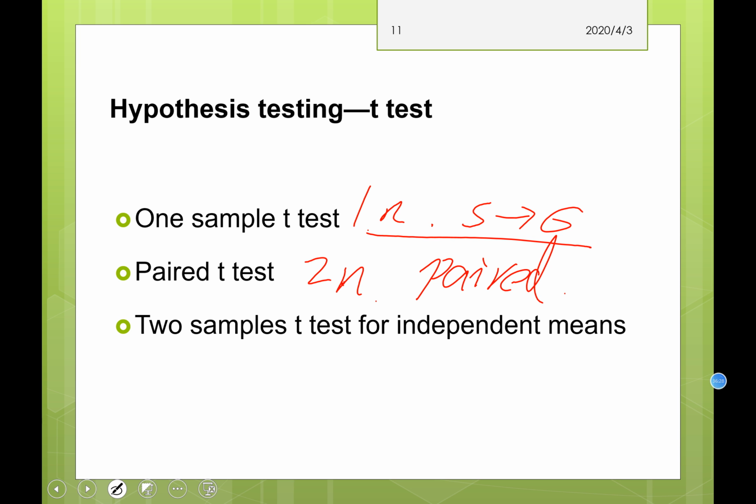The last one for t-test is 2 samples t-test for independent means. So it's similar to paired t-test. We still have 2 sample sizes, but there are no keywords like paired, matched, or before and after. So here we said that it's independent samples, and this time we can use independent samples t-test.